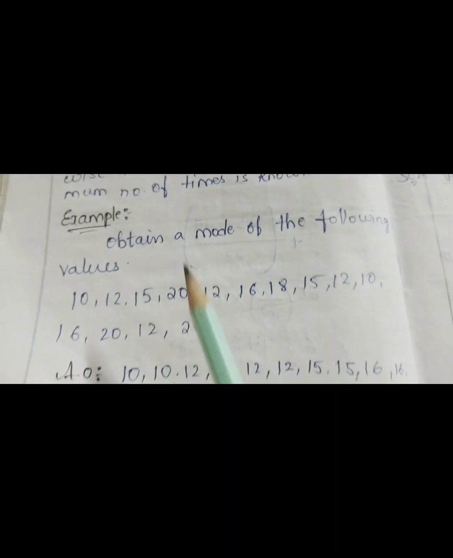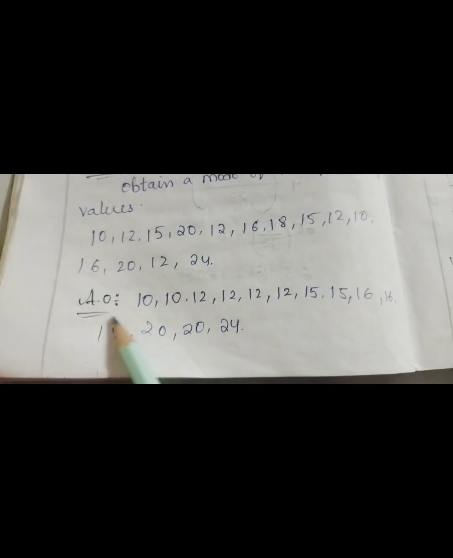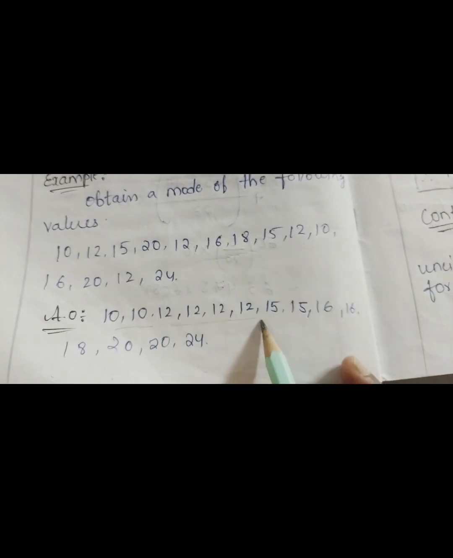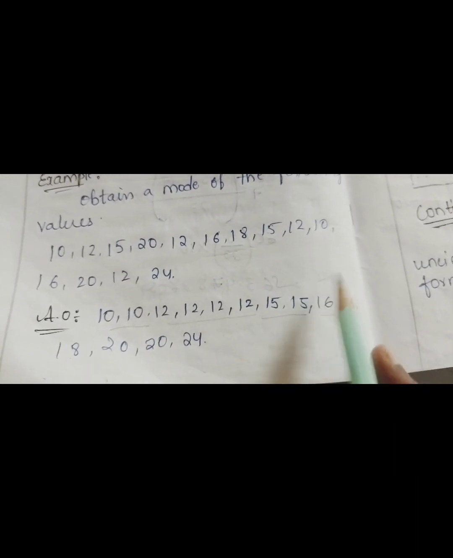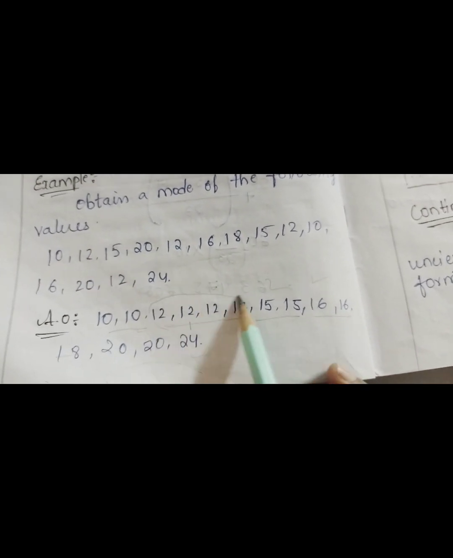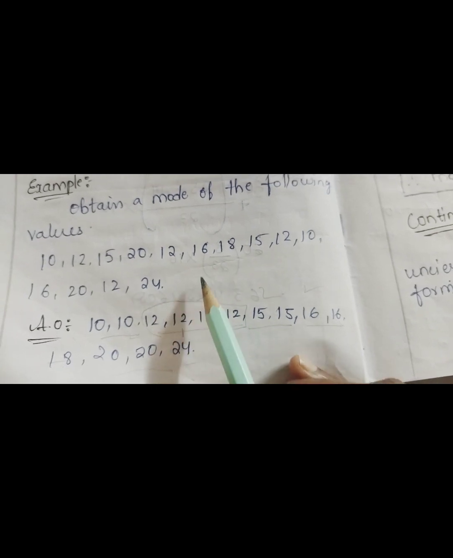We can see here an example: obtain the mode of the following data. First we have arranged it in ascending order. Which value is repeated the highest number of times? 10 is repeated 2 times, 12 is repeated 4 times, 15 is repeated 2 times, 16 is repeated 2 times, 18 1 time, 22 and 24 1 time each. As 12 is repeated 4 times, our mode is 12.